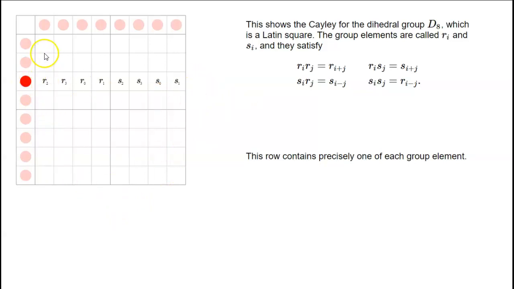We're saying that this Cayley table here is a Latin square, and there's a fairly simple proof that, in fact, if you do this with any finite group, you'll always get a Latin square.